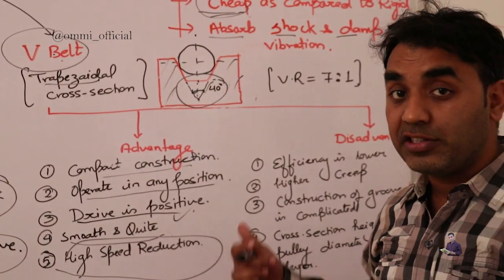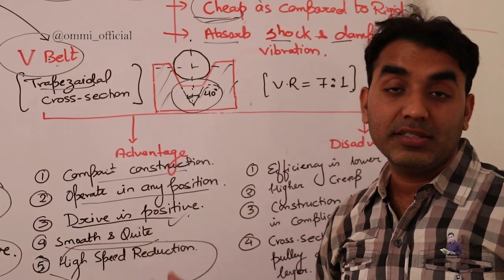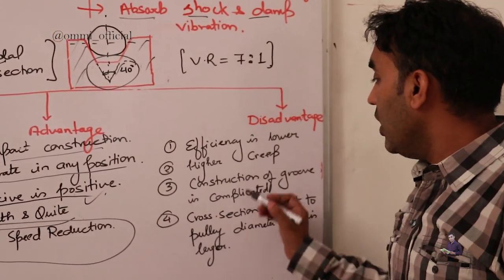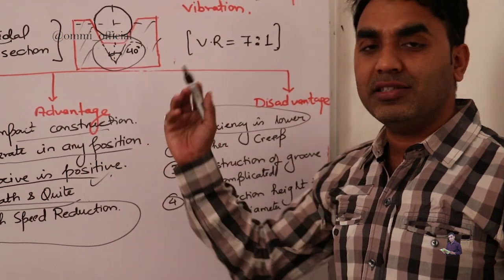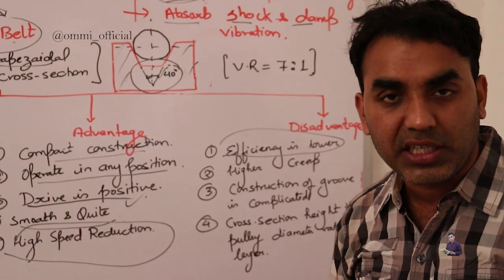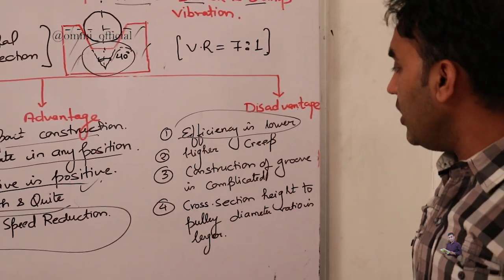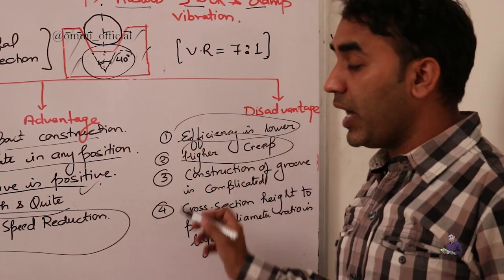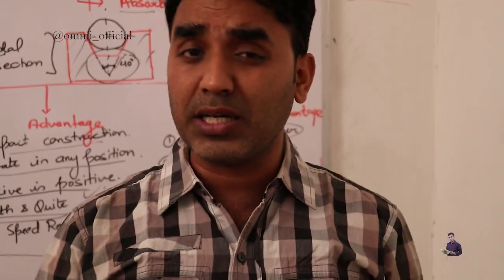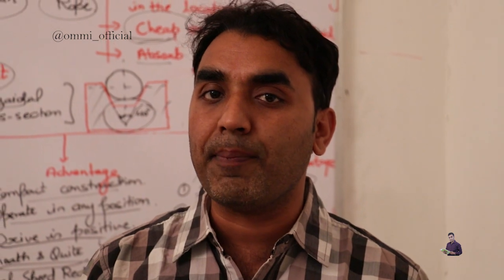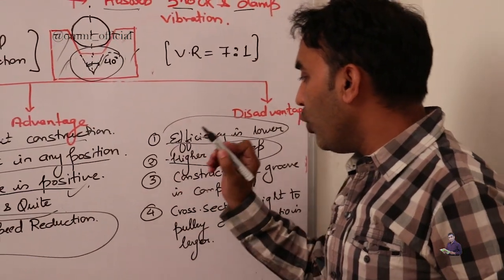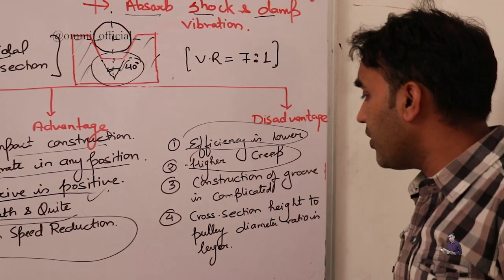But again, it has some limitations, or we can say some disadvantages. These are as follows. The efficiency is lower here, as we have mentioned. The flat belt has a higher efficiency as compared to the V belt. Second, higher creep is there. My dear friend, creep is a phenomenon which happens because of stretching of the belt from the tight portion to the slack portion. That is more in the case of the V belt drive.